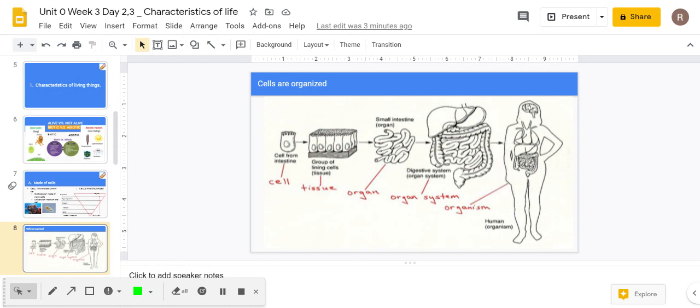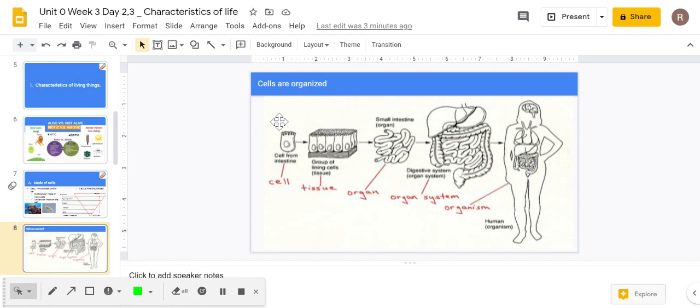Now, not every type of organism has all of these different organ systems. You could be an organism and only have one organ. So it really depends on the specific organism that we're talking about. But for the most part, this is the way that we build a human or any other type of multicellular organism.